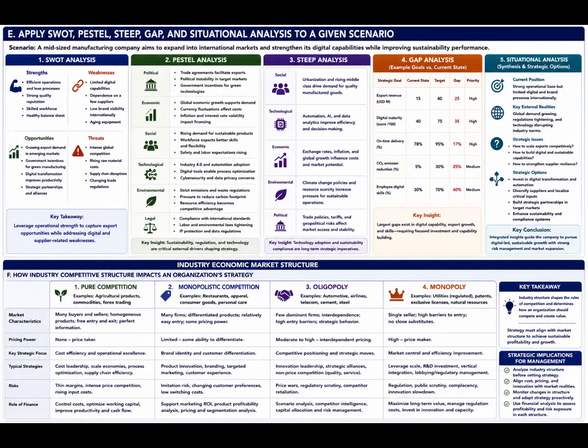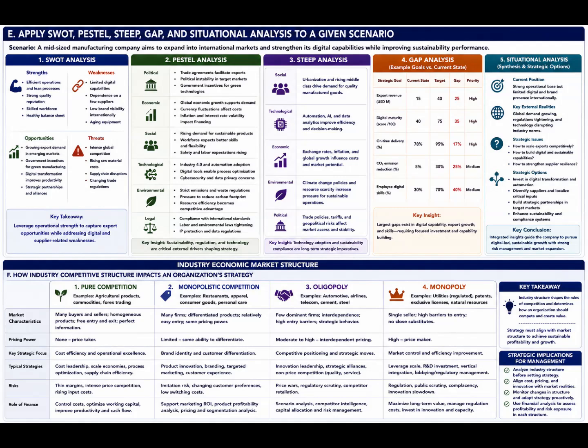Gap analysis and situational analysis help assess strategic alignment and performance shortfalls. Gap analysis compares current performance or capabilities with desired future objectives, identifying areas requiring improvement or investment. Situational analysis integrates both internal and external assessments to provide a comprehensive understanding of the organization's strategic position. When applied effectively, these tools guide prioritization of initiatives and resource allocation. However, their value depends on realistic assumptions, accurate data, and integration into decision-making rather than isolated analytical exercises.